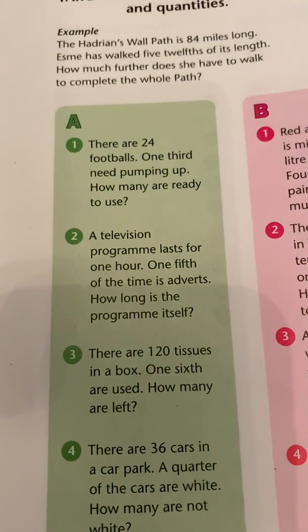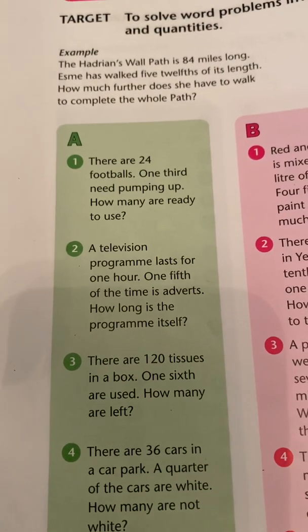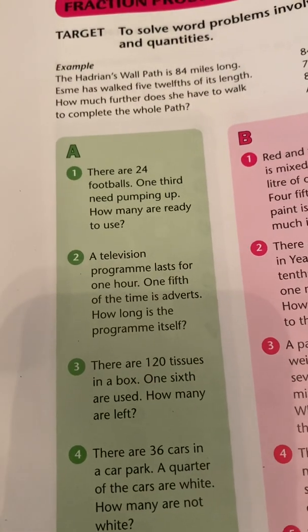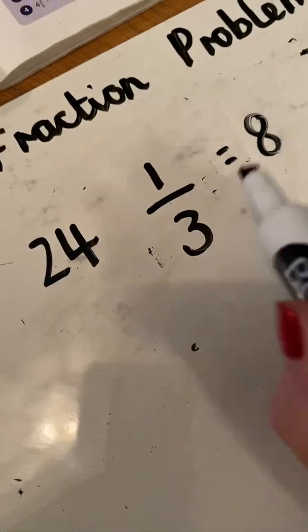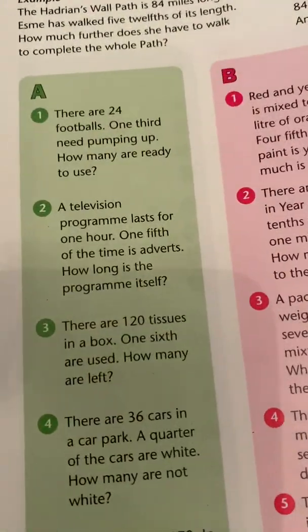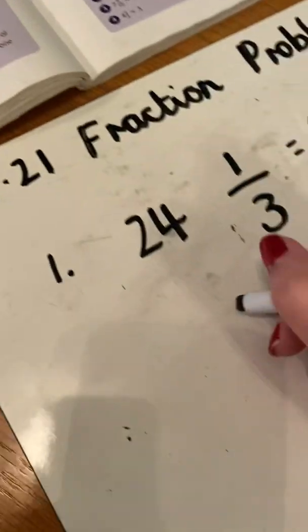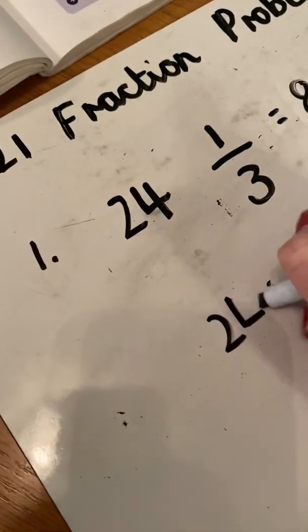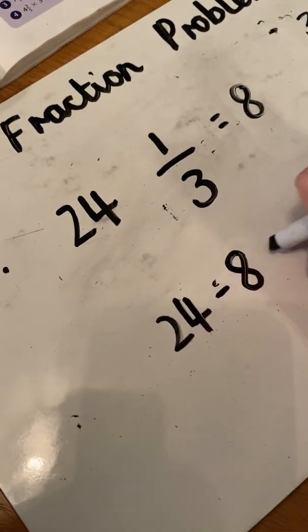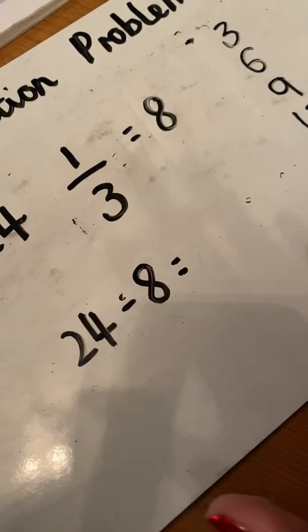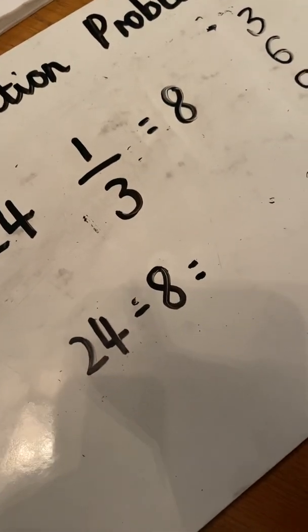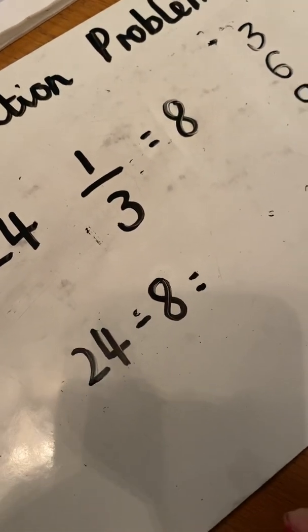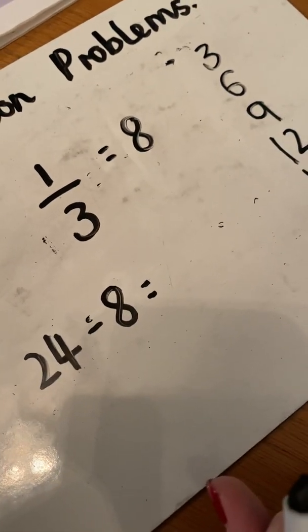Let's just read it again. There are 24 footballs. 1/3 need pumping up. That's what we've found. So 8 need pumping up. But how many are ready to use? So to work that out, we need to do 24 subtract 8. I'm not going to give you that answer because then I've just done it for you and I think that you need to do it yourself. Okay, so you can work that out.